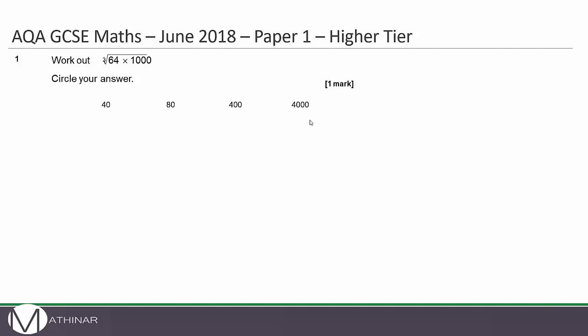Okay, so 64 times 1000. One way of doing it is you could do 64 times 1000 and then take the cube root, but we can use a rule similar to the one for the multiplication of surds. So the square root of a times the square root of b is equal to the square root of a times b. The same formula applies for cube root. So the cube root of a times the cube root of b equals the cube root of a times b.